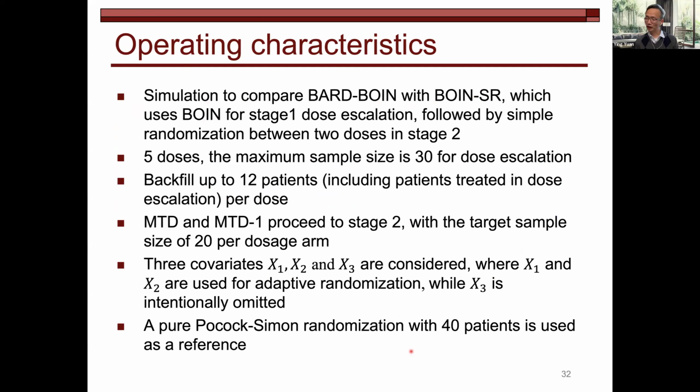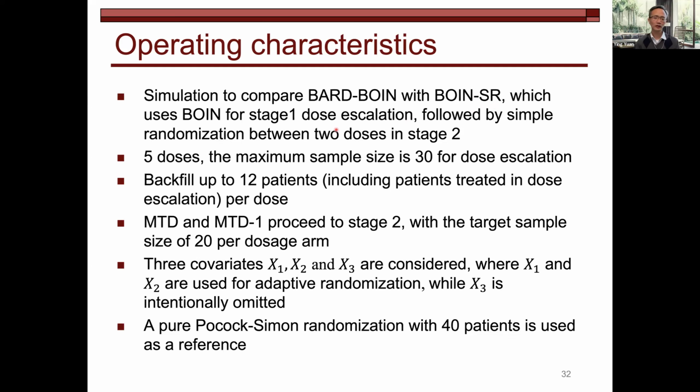Okay, so I think I'm going to finish in a few minutes. Here I'm going to show some operating characteristics of this new approach and show how it performs very similar to pure randomization. So what we do is we compare this Bayesian design: in the first stage, you do Bayesian dose escalation with backfill, and then it's connected by covariate adaptive randomization. We compare that with Bayesian with simple randomization. In this one, you first do dose escalation, then you select 2 doses, and then you do simple randomization of patients to those 2 doses.